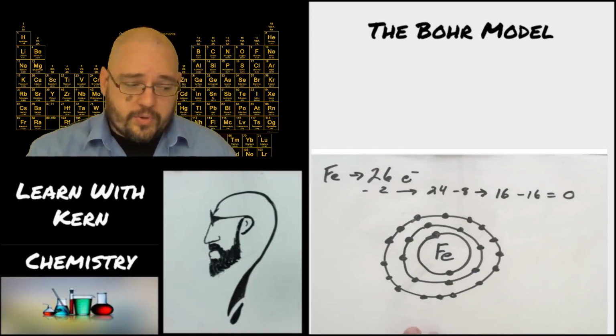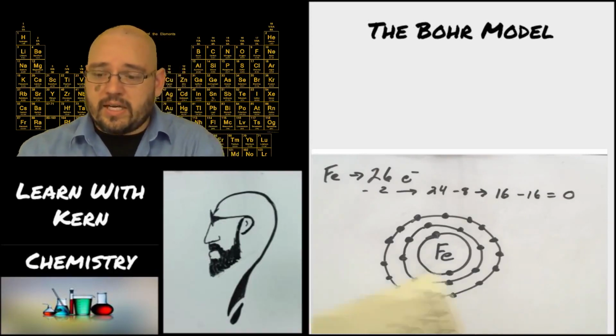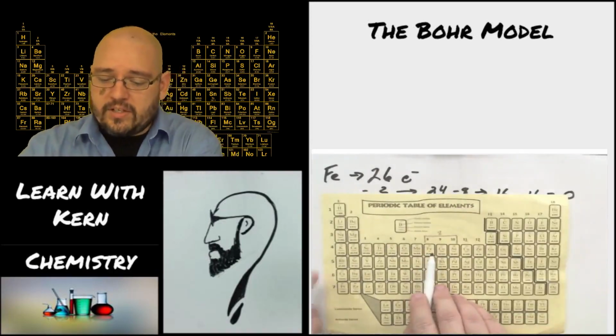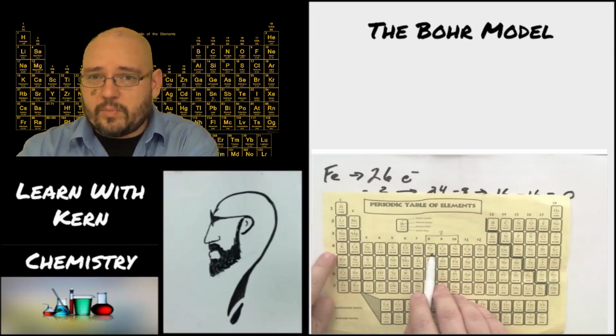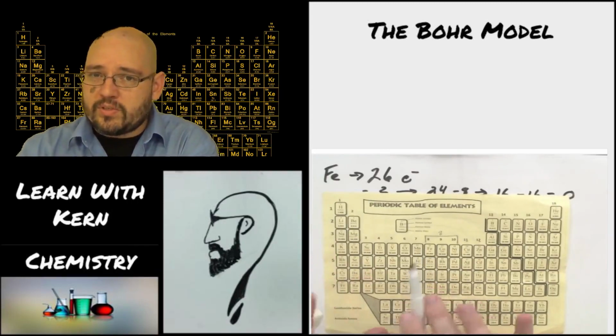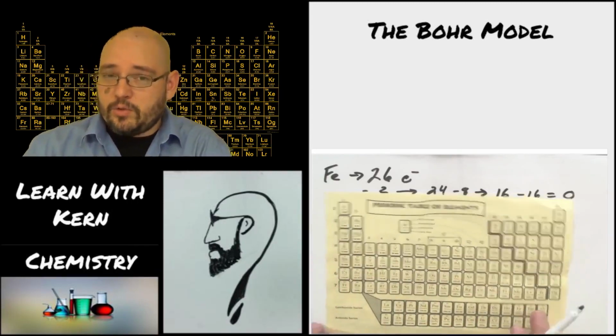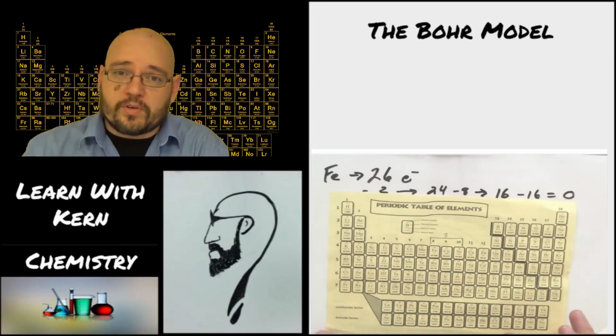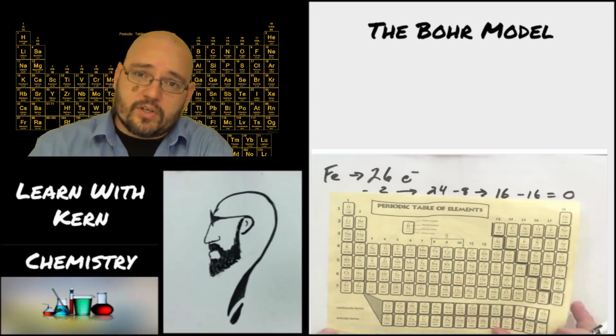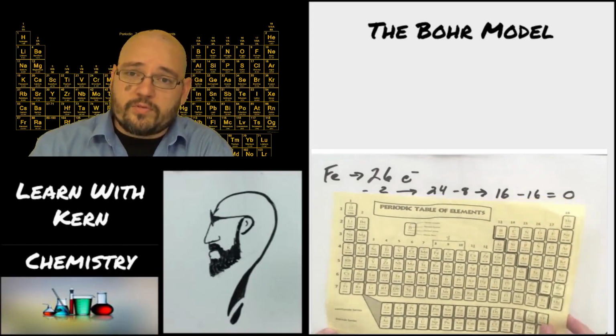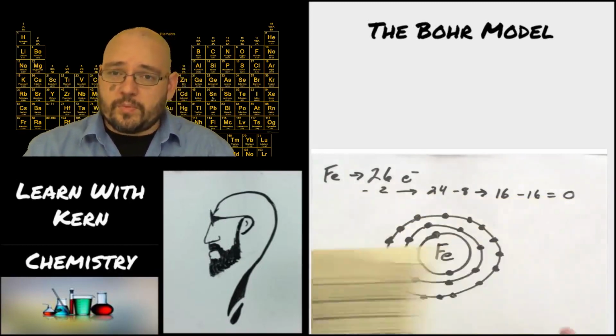In fact, if you look at the periodic table, you notice that iron is in the 4th period, and we already talked about how the period represented the energy levels. There's a reason for this. We will discuss that in a later video, but you do need to know that the Bohr model is not a perfect way of understanding how electrons go, but this is how we're going to draw it for this class.